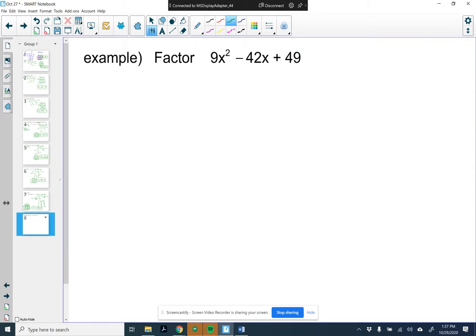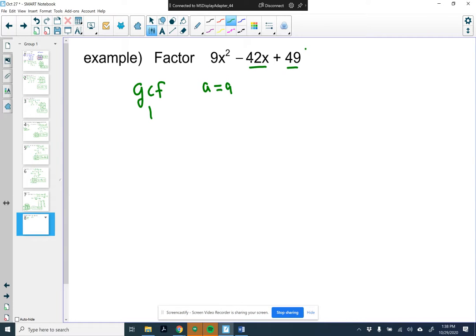All right, last example. Factor 9x squared minus 42x plus 49. We've got some big stuff going on here. 9x squared, 42x, and 49. Is there a greatest common factor other than 1? I'm going to say no. 9 is 3 times 3. 49 is 7 times 7. We don't have any factors in common. GCF of 1.